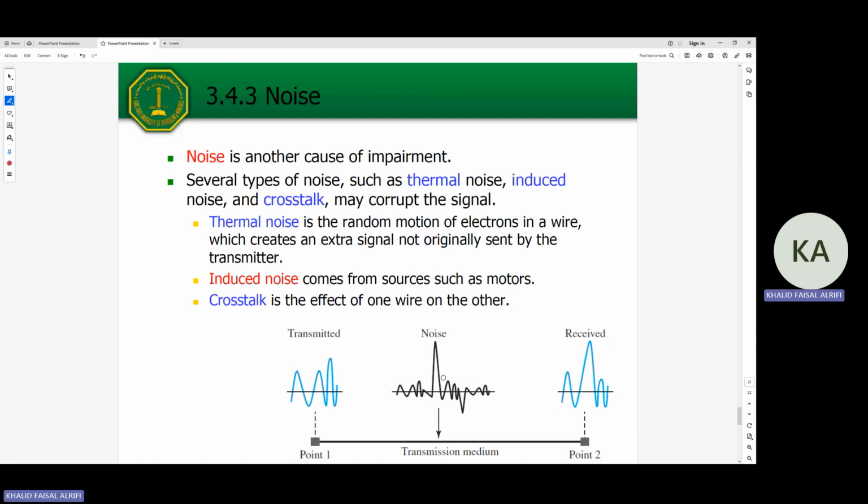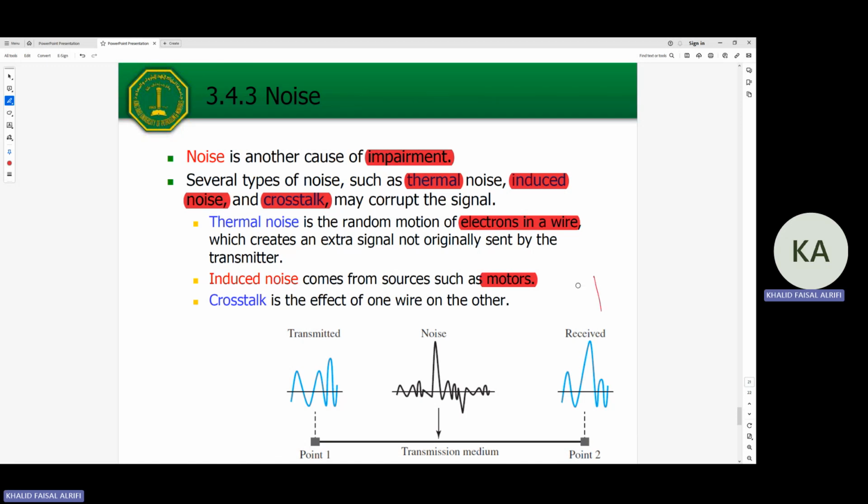The noise is another cause of impairment. Several causes of noise, you can say: thermal, induced noise, and crosstalk. By thermal noise we mean the random motion of electrons in the wire that causes heat, of course, which creates an extra signal not originally sent by the transmitter. Induced noise, you can say, comes from sources such as motors. Crosstalk is when there is another wire affecting a wire.